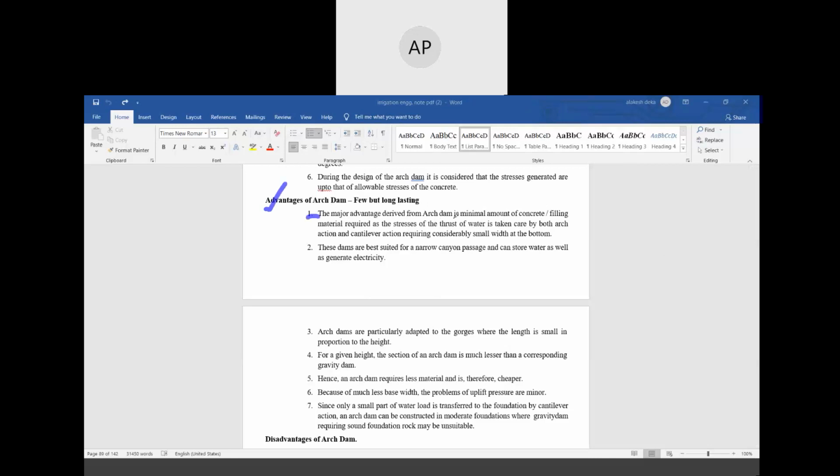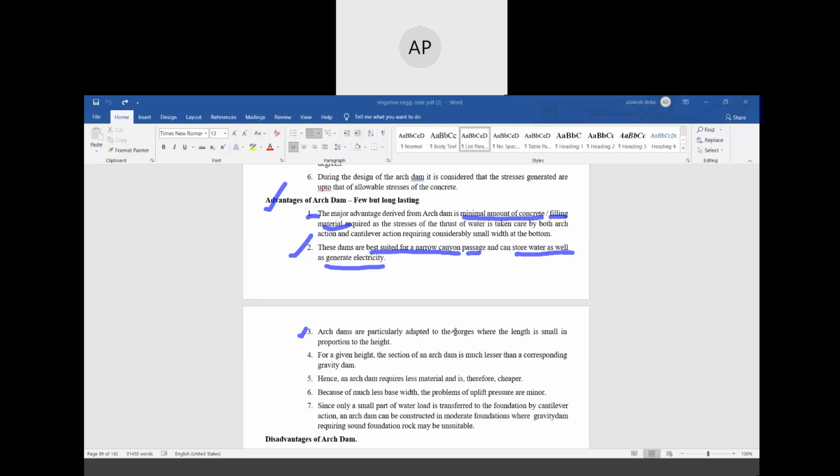The major advantage derived from arc dams is that a minimal amount of concrete or filling material is required. These dams are best suited for a narrow canyon or pass, and can store water as well as generate electricity.